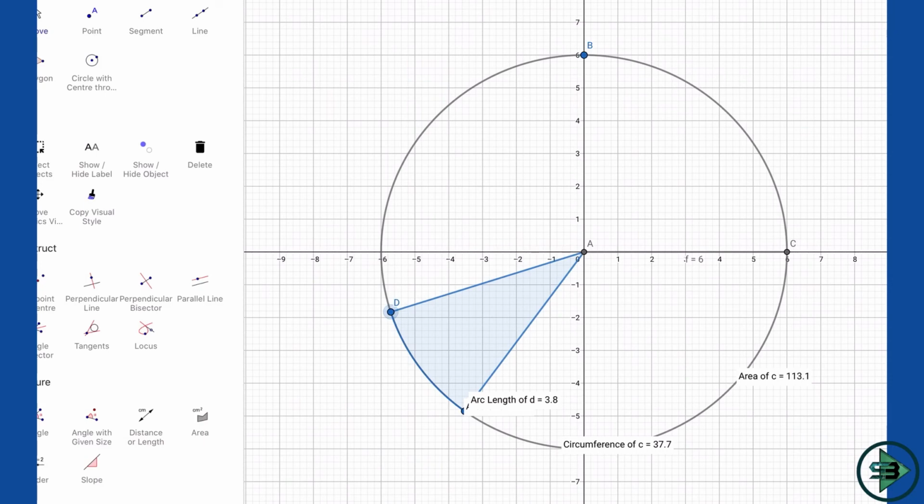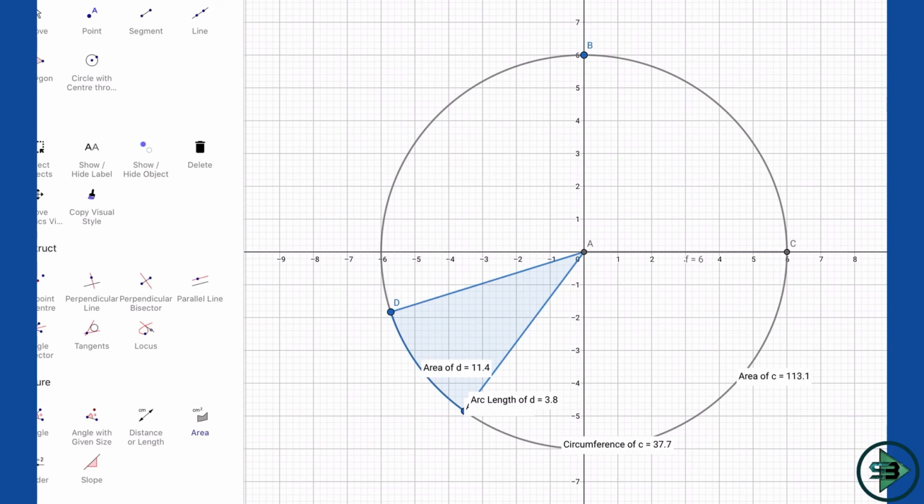So you understand four things from here now: the area of the circle, the circumference of the circle, the length of the arc, and the area of the sector. All four figures are right here in front of you. Total area 113, area of the sector 11.4, total circumference 37.7, length of the arc, which is part of the circumference, 3.8, and you know how to visualize this.